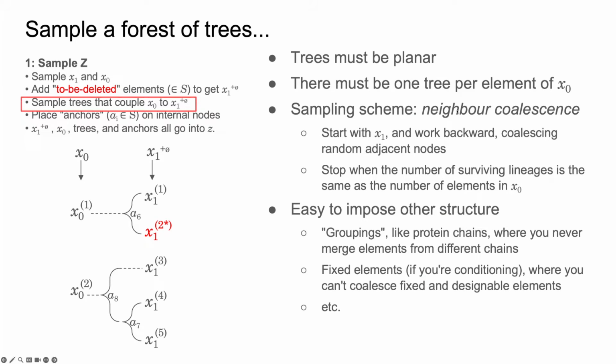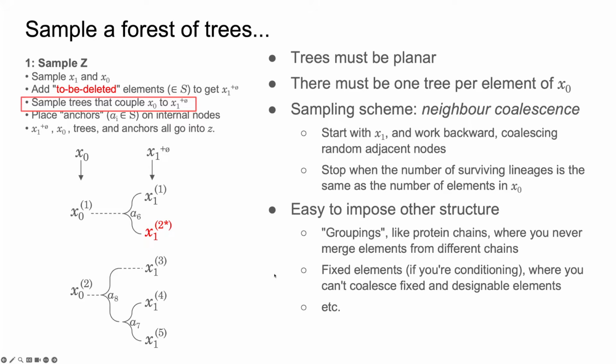The simplest scheme to build we call neighbor coalescence. You start with the elements in your x1 plus state, and you randomly pick adjacent neighbors and coalesce them into a single node. You repeat that until you wind up with a list that has as many elements as are in x0, and then you stop. That gives you a set of trees where there's one tree per x0 and all the trees are planar.